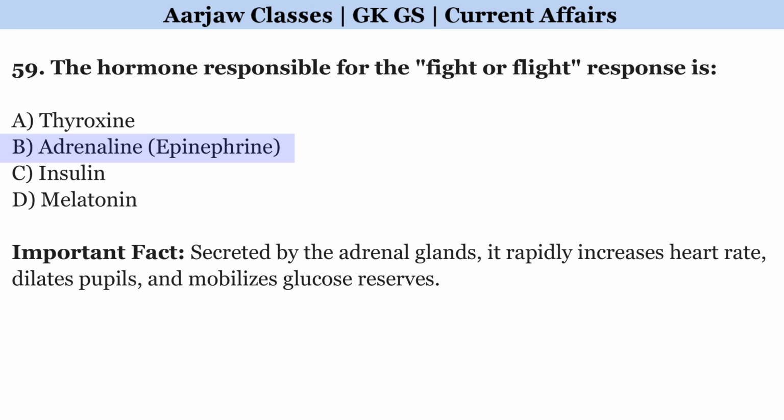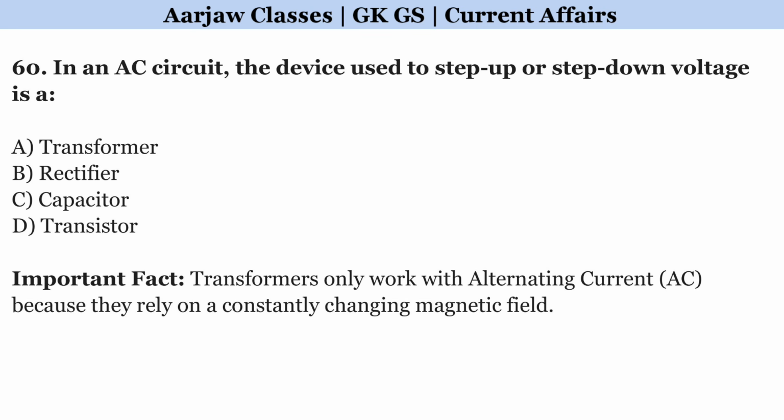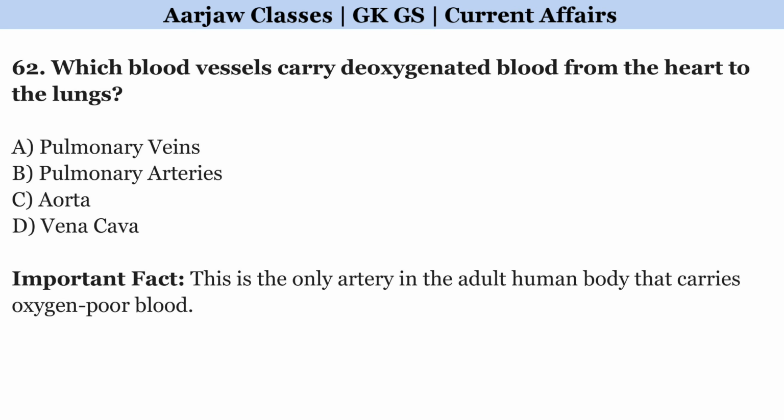Right option is B. Adrenaline or epinephrine. In an AC circuit, the device used to step up or step down voltage is? Correct option is A. Transformer. Which blood vessels carry deoxygenated blood from the heart to the lungs?